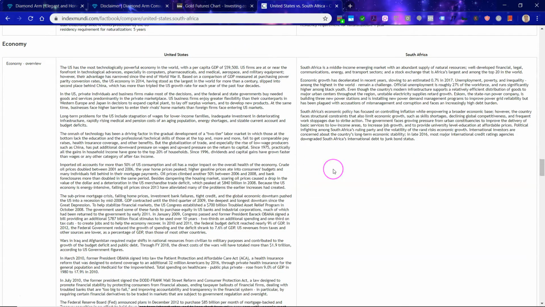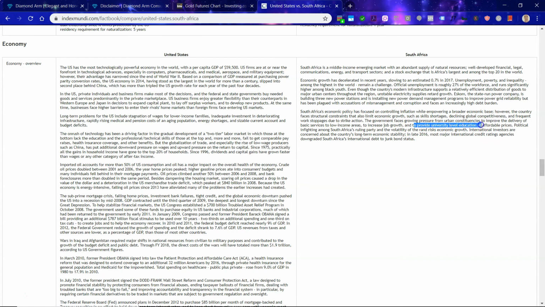South Africa's economic policy has focused on controlling inflation while empowering a broader economic base. However, the country faces structural constraints that also limit economic growth, such as skills shortages, declining global competitiveness, and frequent work stoppages due to strike action. The government faces growing pressure from urban constituencies to improve the delivery of basic services to low-income areas, to increase job growth, and to provide university-level education at affordable prices.